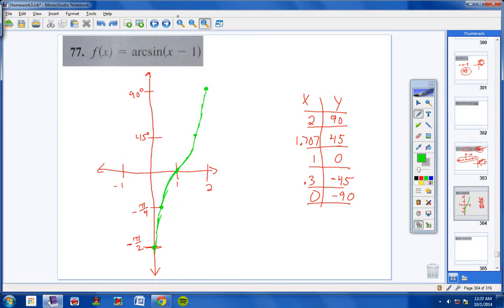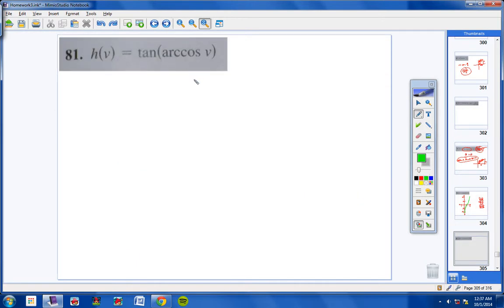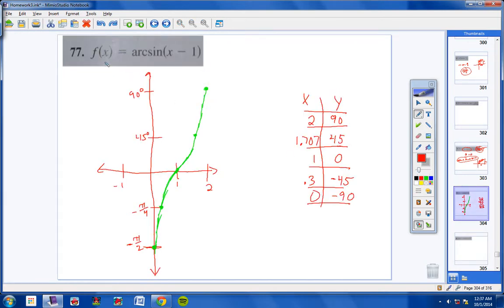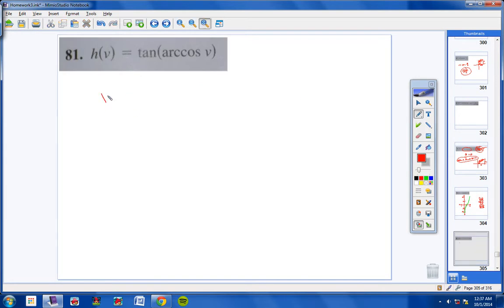Okay. Now, number 81 is really tough. So let's really pay attention here. Okay. Now, h of v and v, if it's okay with you guys, just to make it a little easier, I'm going to go ahead and use y. Just like back here in the last problem, I used y for f of x, and of course x. I'm going to go ahead and call this y, just because we're used to y, and I'm going to call my v x. I think that would help a lot, okay?